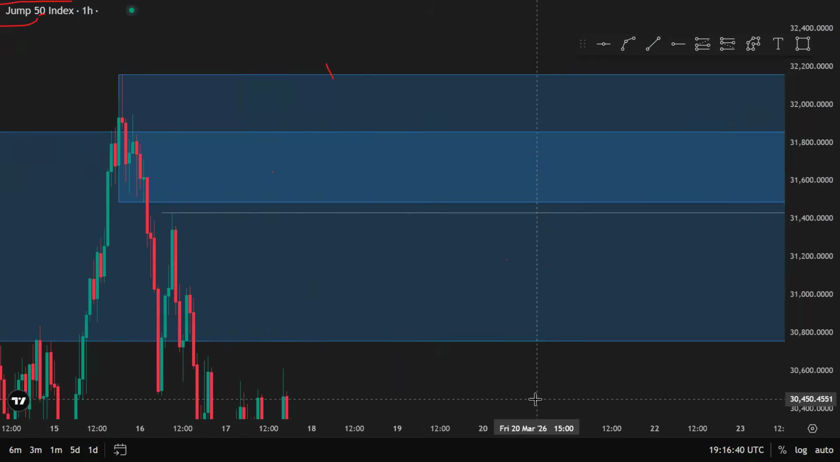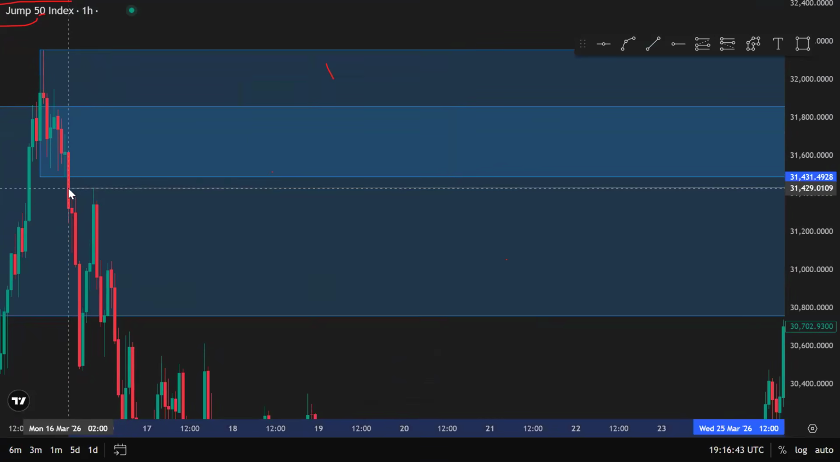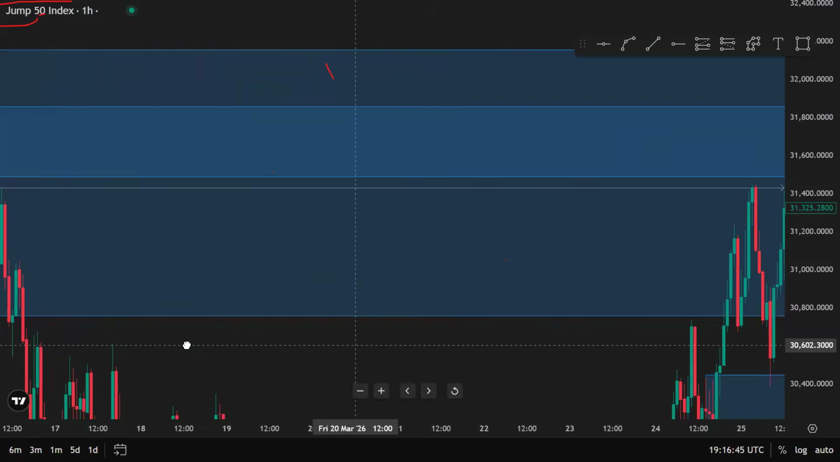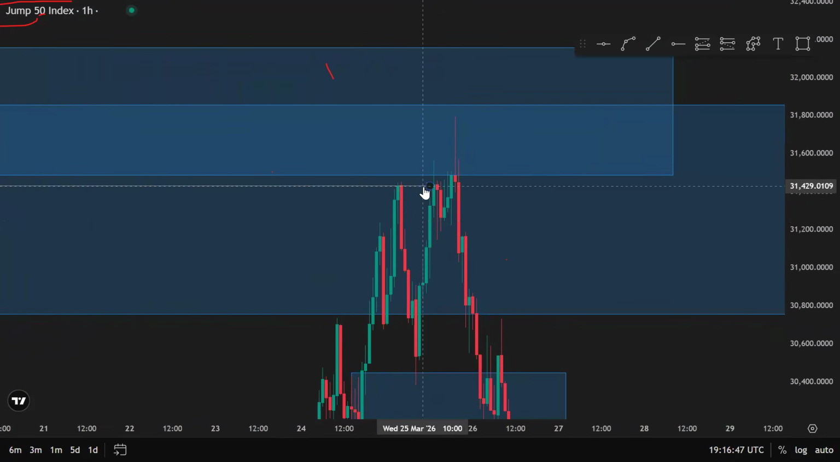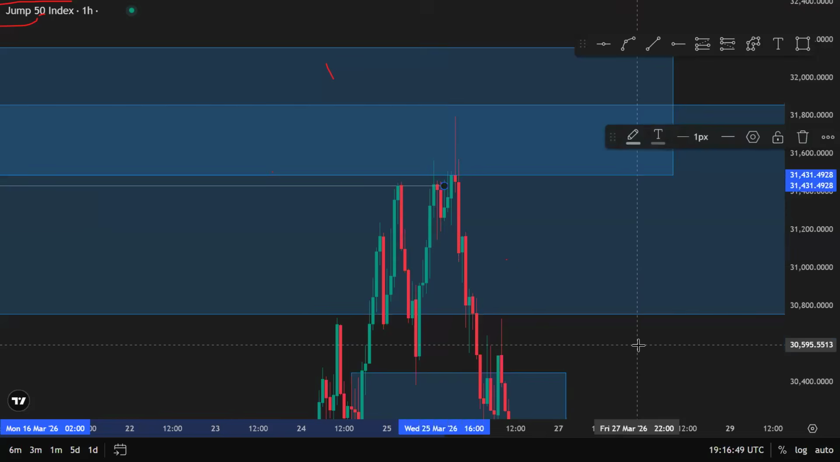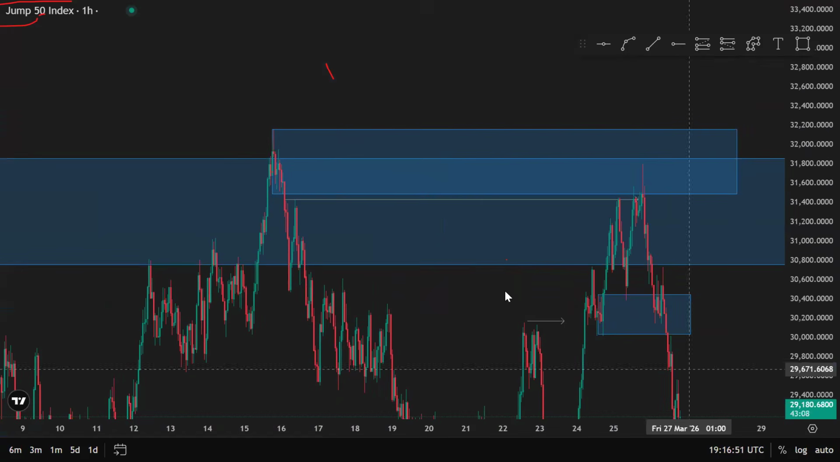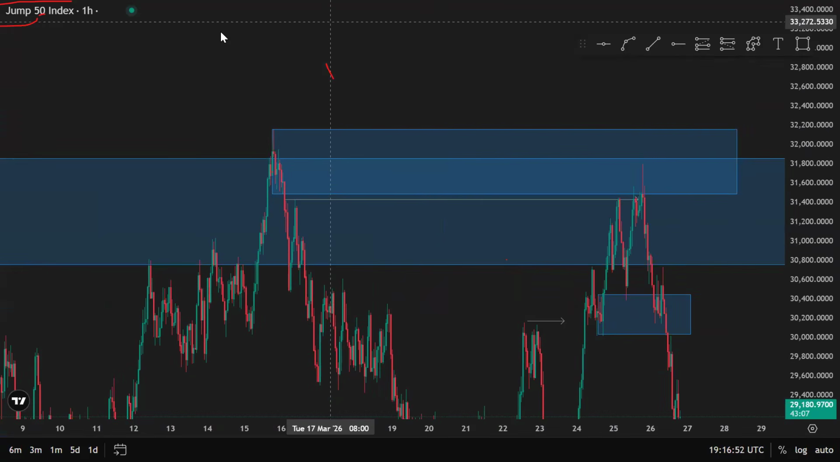Let me zoom in for you. It's even three touches itself. One, two, three, four. It's even four. Can you see? I was expecting someone to say liquidity. I think someone also said M formation. There's an M pattern. Yes.